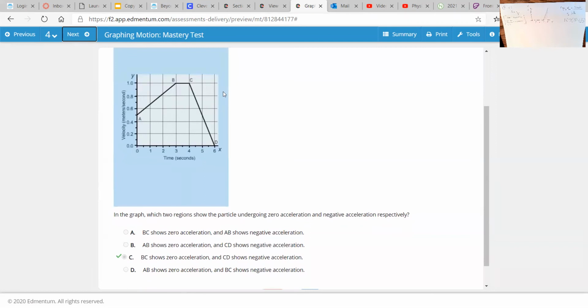In the graph, which two regions show the particle undergoing zero acceleration and negative acceleration respectively? So where is it zero and where is it negative? Another way to ask this is, where is the slope zero? Where is acceleration zero? And when is the slope negative? Look at the slope. From B to C, there's no slope, so BC shows zero acceleration. We narrowed it down to A or C. And then from C to D, the slope is negative. So this is the correct answer. So look for the slope if you're asked about acceleration on a velocity versus time graph.